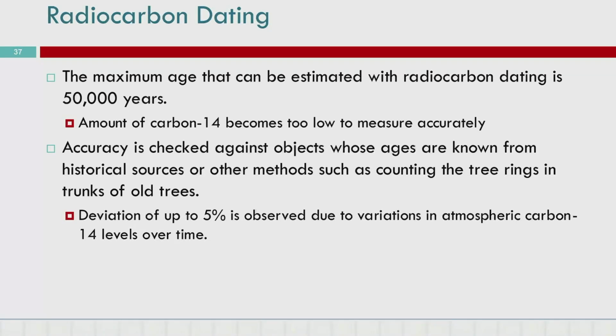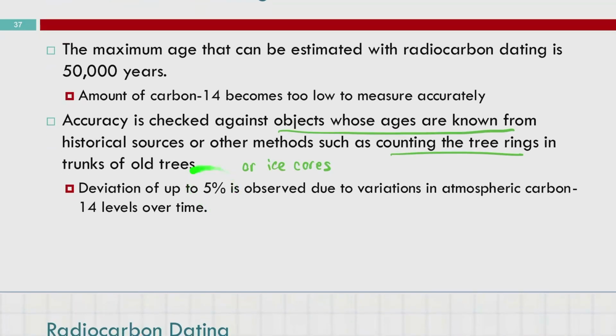The way that we would check age is against objects whose ages are known from historical sources. It's like if we have really old writing samples and we know about when they were produced, or like counting the tree rings, or maybe ice cores, since ice cores can also be used to estimate age or time. And there's a little bit of a deviation because the atmospheric carbon-14 levels aren't exactly stable, they're just roughly stable. There's a little bit of plus or minus.